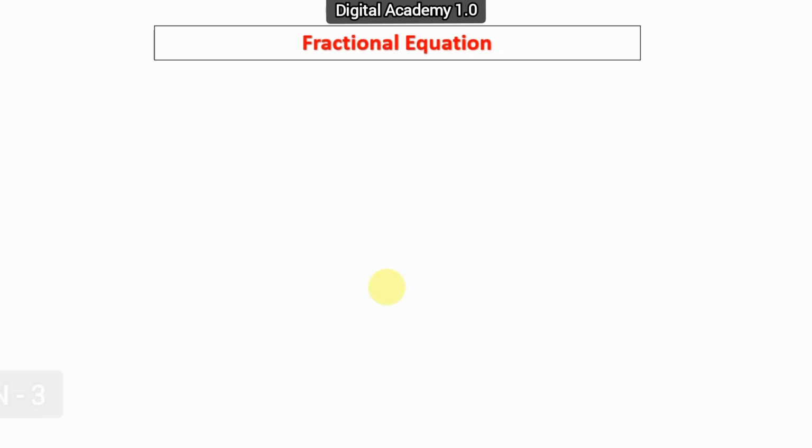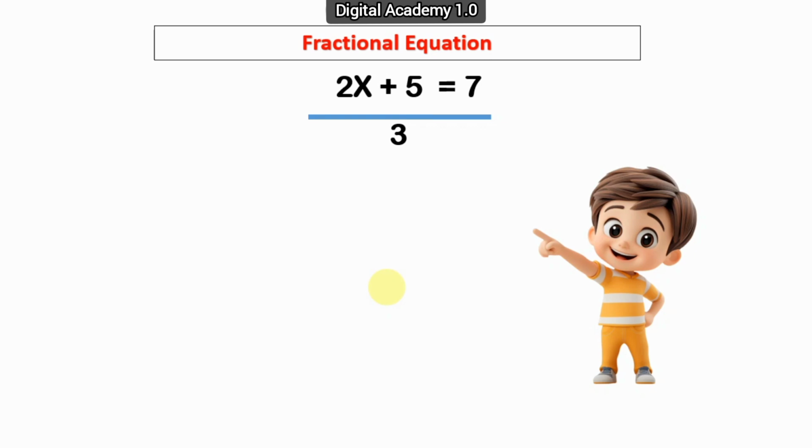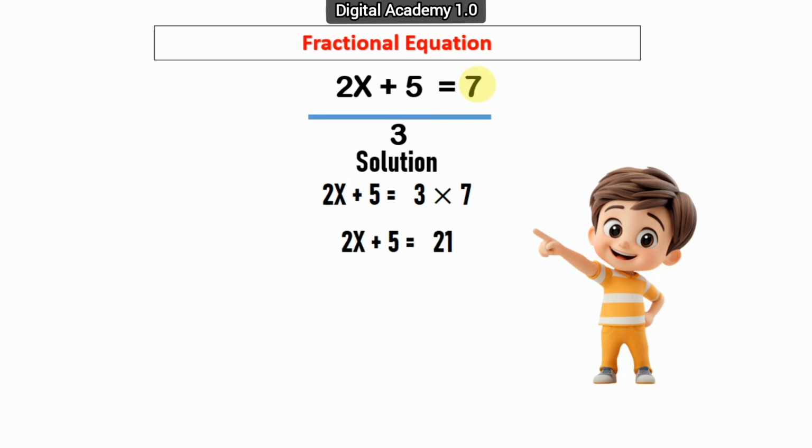Question 3. The given equation for question 3 is (2x + 5)/3 = 7. Step 1. Eliminate the fraction. Multiply both sides by 3 to get rid of the denominator. We get 2x + 5 equals 7 times 3. So 2x + 5 equals 21.